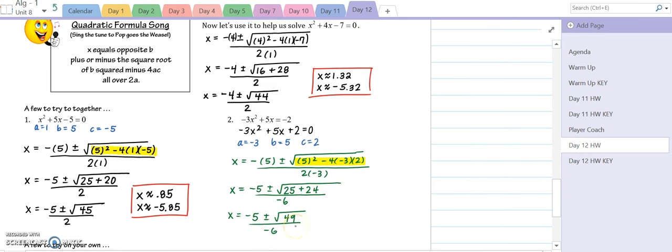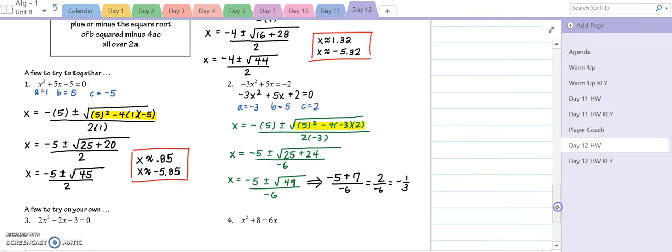Now here, I'm going to get nice rational solutions because 49 is a perfect square. So I don't even need my calculator here. I have negative 5 plus the square root of 49, which is 7. Divide that by negative 6. So here on top, negative 5 plus 7 is 2. Divided by negative 6, that reduces to negative 1/3. So there's one of my solutions.